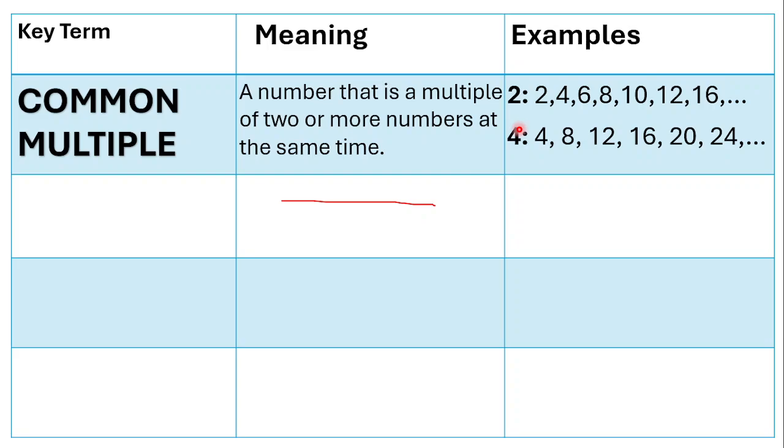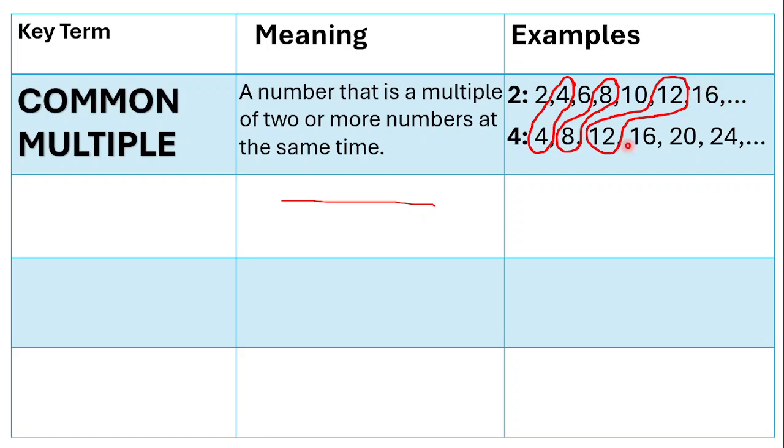Well, the common multiples of 2 and 4, what numbers are alike in both lists? Well, 4 is 4 and 4, so 4 is common in both. 8 and 8, 8 is common in both. 12 and 12, 12 is common in both. So some of the common multiples of 2 and 4 are 4, 8, 12. And the reason why I say some is because there are more common multiples. We just have to list it.